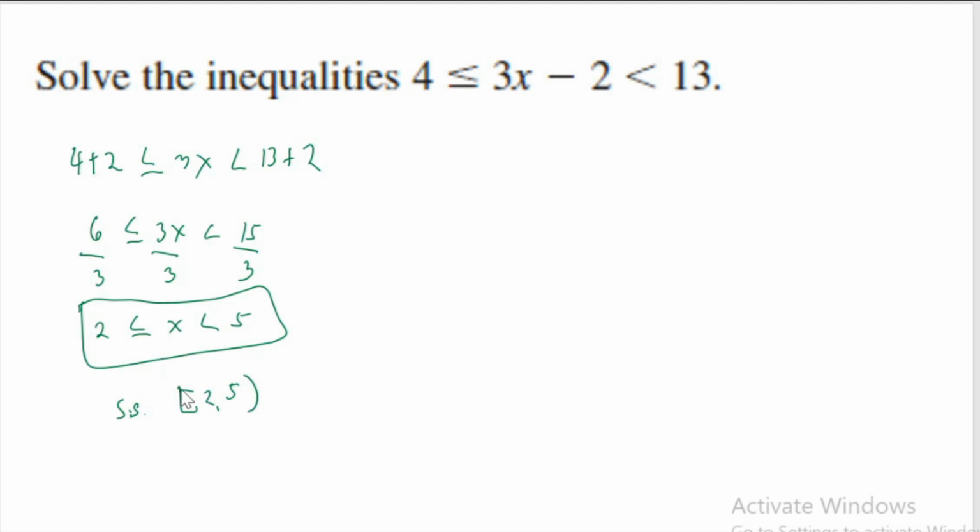So I use the open bracket and the close parenthesis to signify that 2 is included value while 5 is not included. So in graph, we can do like this. So we have now 2 and 5. So 2 is included value, so we have now a closed dot, and 5 is an open dot. So this is now the graph for that.